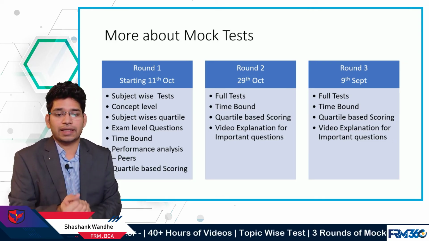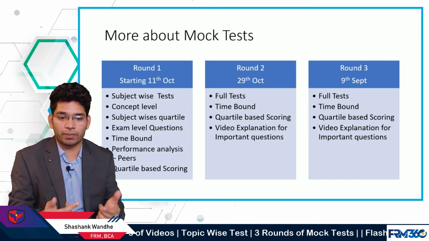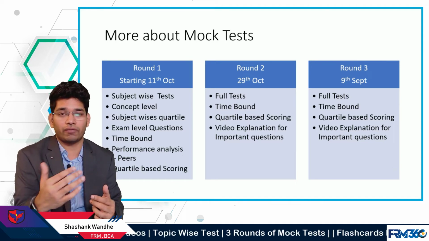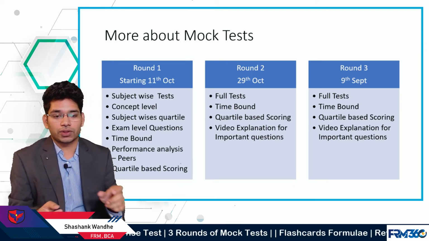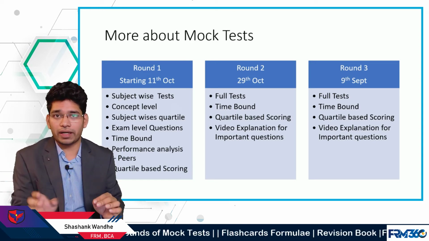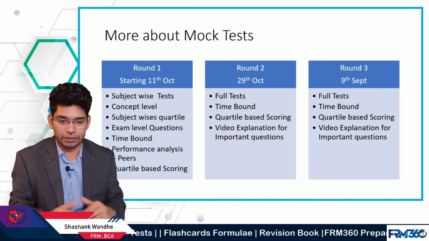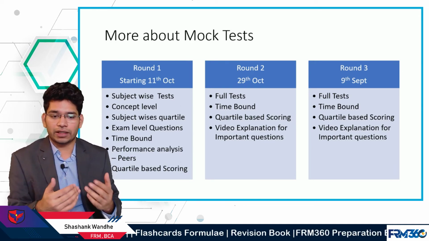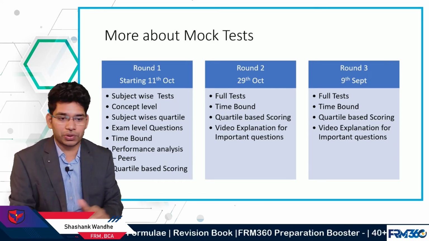The third point is, it is subject wise. It will show you subject wise quartiles, how you are performing, what your quartile is, the way you get the result in the exam. Then all the tests are time bound. There will be an automatic timer. It will close your test automatically if you are not finishing the test in time. Then last, it will give you the performance analysis among the peers, and then the quartile based scoring.